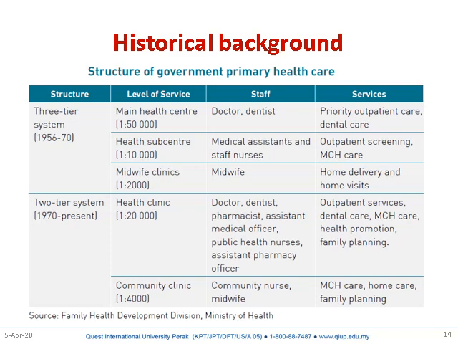Then for every 10,000 population, there was a health sub-center. This I am telling for the three-tier system from 1956 to 1970. Health center was there for 50,000 population. Health sub-center was there for 10,000 population, and for every 2,000 population there was a midwife clinic. So health center was handled by a doctor and a dentist, and outpatient care and dental care was given. Sub-center was handled by medical assistants and staff nurses. Outpatient screening was given and MCH care. What is MCH?